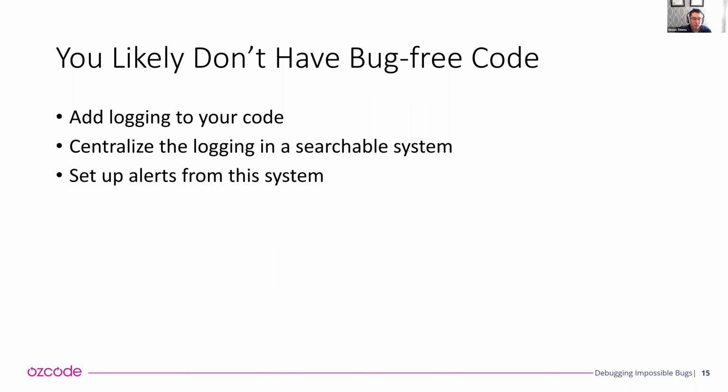And then finally, you want to set up the ability to have alerts from this system. So if you have any reasonable system out there, it's going to be producing a lot of log data on a daily basis. Too much log data for you to read through by hand. So the best thing to do is to set up alerts that look for specific patterns inside of the system and then warn you when those happen.